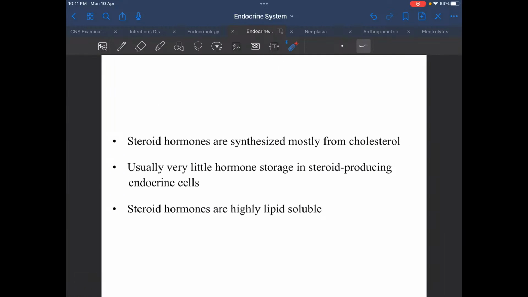What about steroid hormones? Steroid hormones are mainly derived from cholesterol. Okay, cholesterol. So what is the difference? Key difference between steroid hormones and your protein hormones? They're lipid soluble. Meaning they can traverse the cell membrane very easily. So they don't need any cell surface membrane receptors. They might be very happy that they can traverse the cell membrane very freely. So steroid hormones are highly lipid soluble.